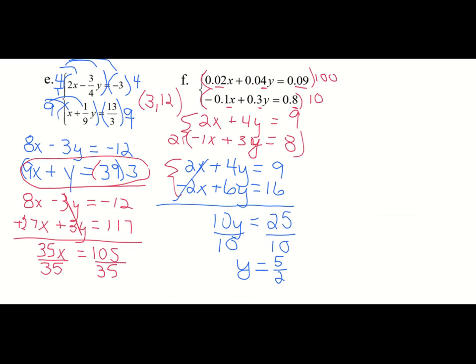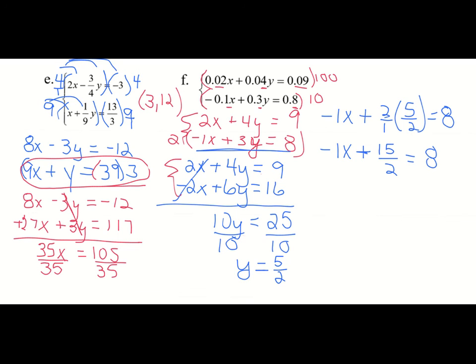And then we do have to find x, so let's go up, and I'm going to go to this equation right here. I think it'll be the easiest. So we have negative 1x plus 3 times 5 over 2, and again I can make that 3 over 1, equals 8. So now I have negative 1x plus 3 times 5 is 15 divided by 2, equals 8. Or I can make it negative 1x plus 7.5 equals 8. Then we'll subtract 7.5 from both sides.